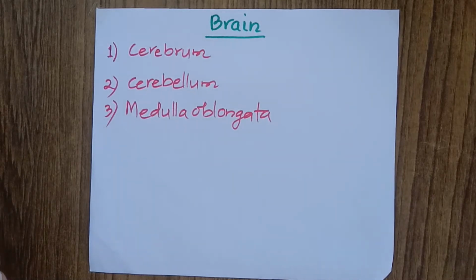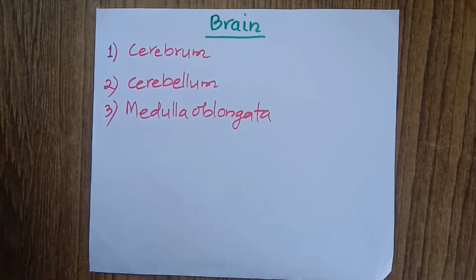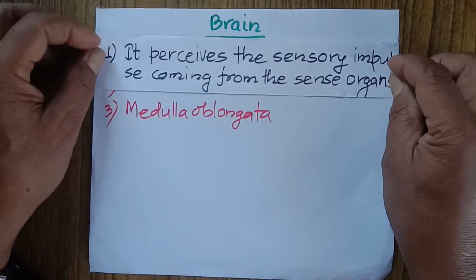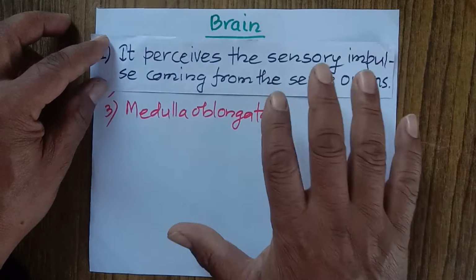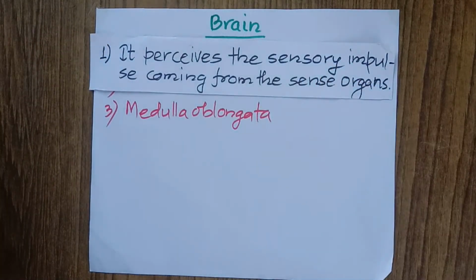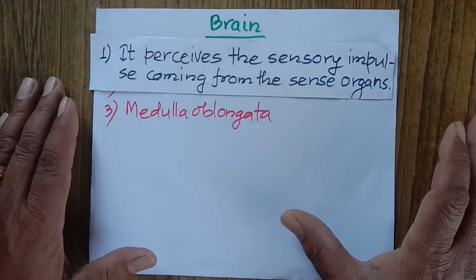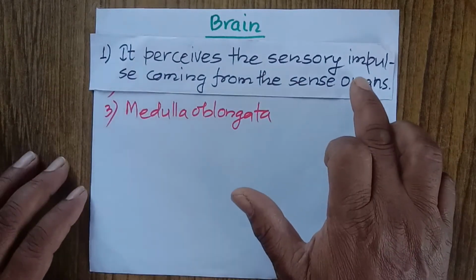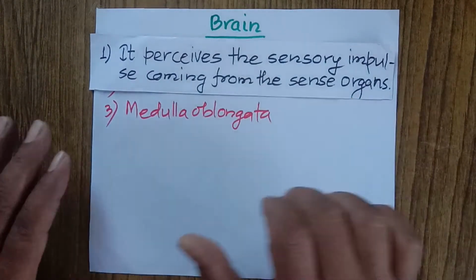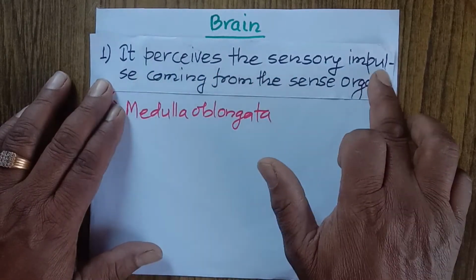Let's talk about the function of cerebrum. What are the major functions of cerebrum? We can say like this. It perceives the sensory impulse coming from the sense organ. There are 5 major sense organs: eye, nose, ear, skin, and tongue. All these sense organs observe something, and this observation is carried to the brain in the form of impulse by nerves.